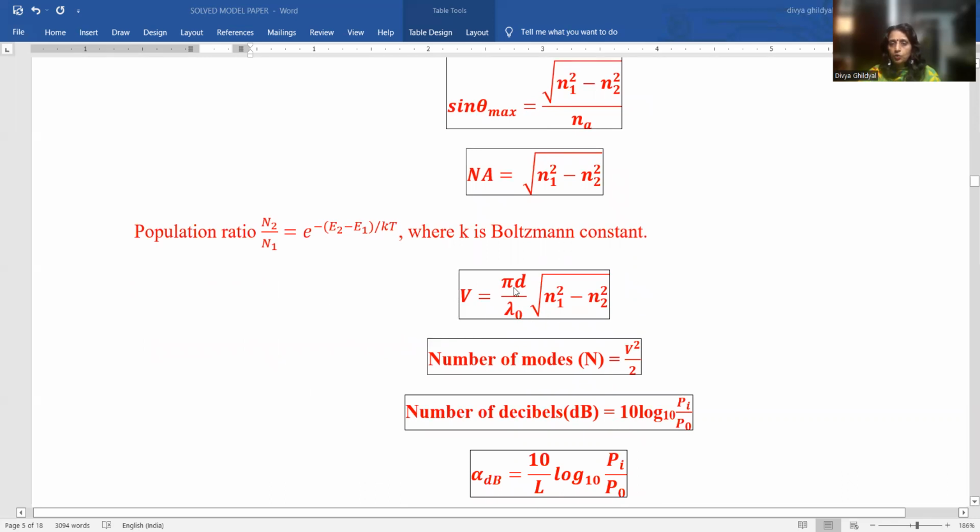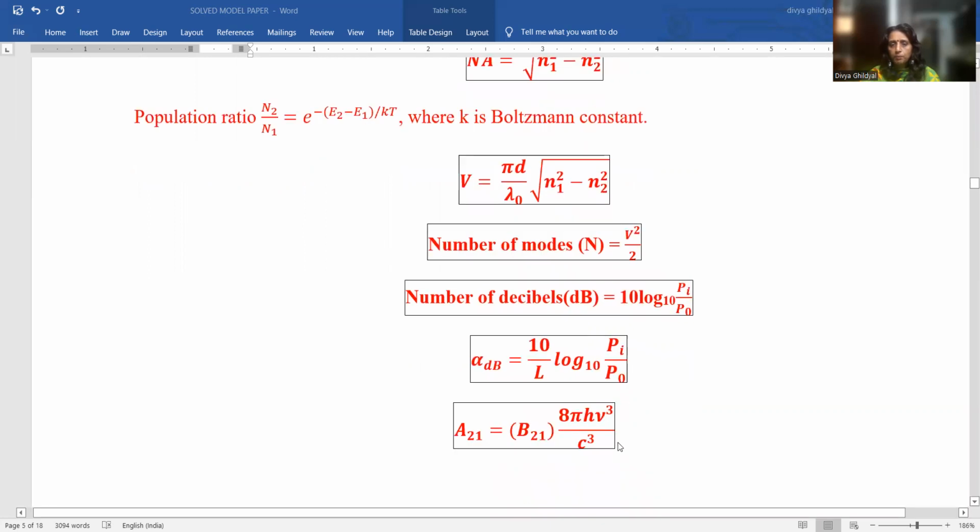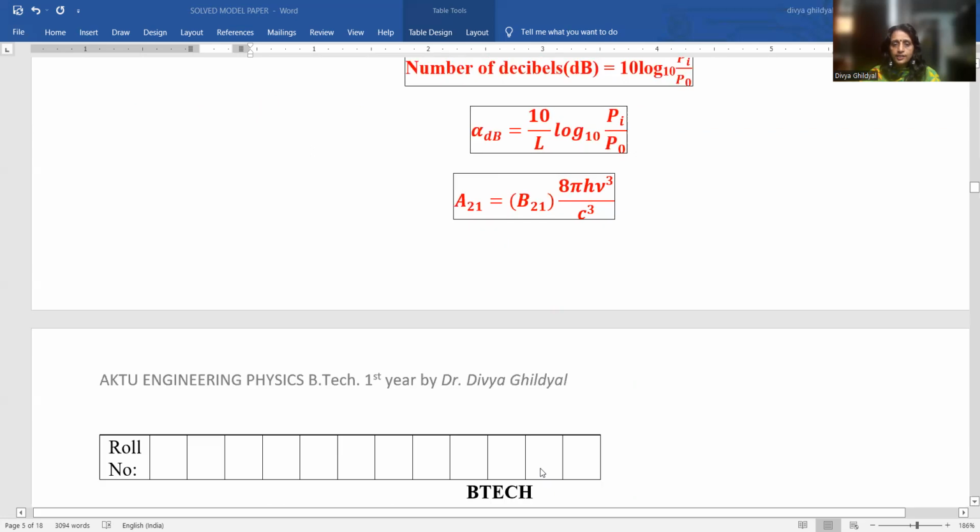V number is equal to pi d upon lambda naught into under root n1 square minus n2 square. Number of modes N is equal to V square by 2. Number of decibels is equal to 10 log base 10 of P upon P naught, and alpha in decibel per unit length is equal to 10 upon L log base 10 of P upon P naught. Einstein's constants: A equal to B into 8 pi h mu cube upon c cube.